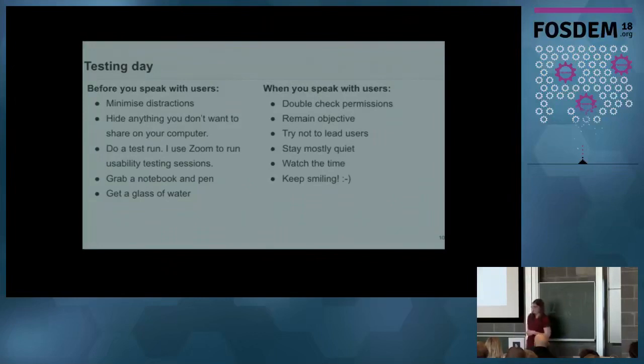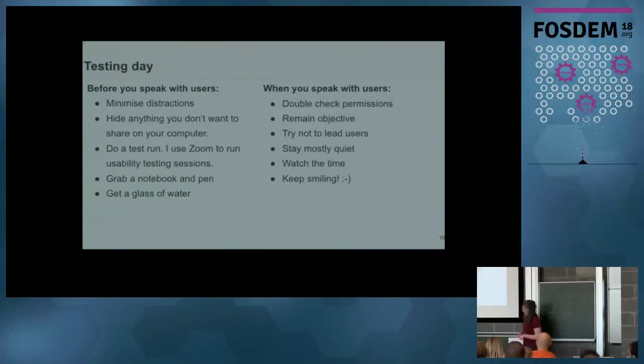Do a test run. I typically use Zoom to run my usability testing sessions. I test my mic, my headphones, check that the session's being recorded. I prefer to write out my notes because it's quieter than typing, and I find that users are less off-put by this. And it also means that if I do have to share my screen at any point during the testing, then I don't have to hide my notes as well. And if you are speaking to 4 or 5 users on the same day, they should be doing the majority of the talking, but it's still very thirsty work, so make sure you have a drink of water.